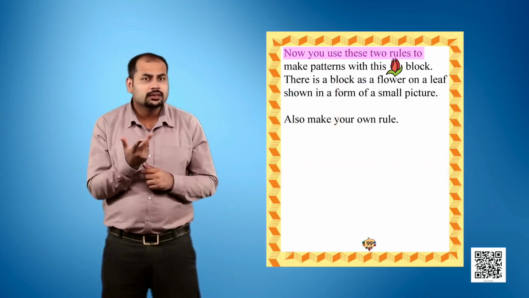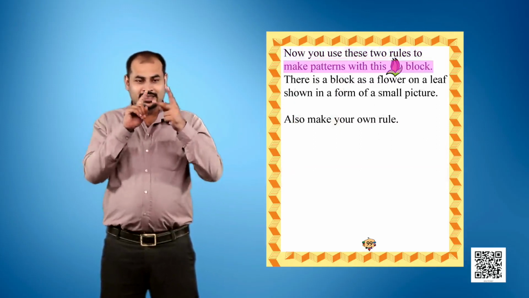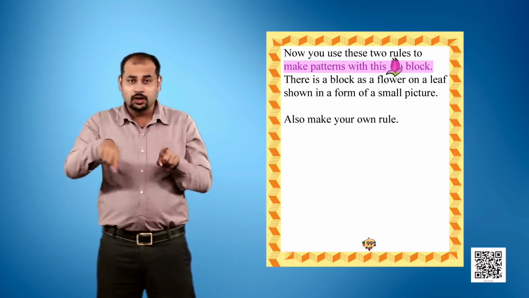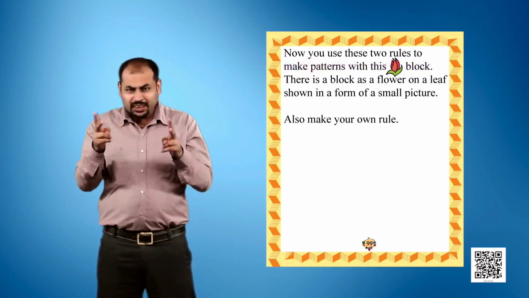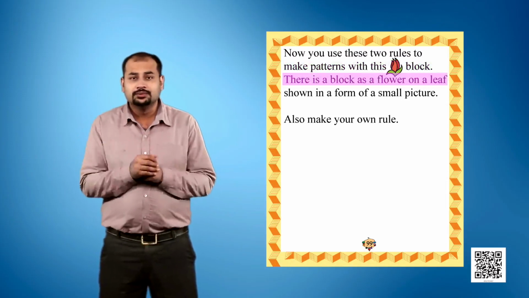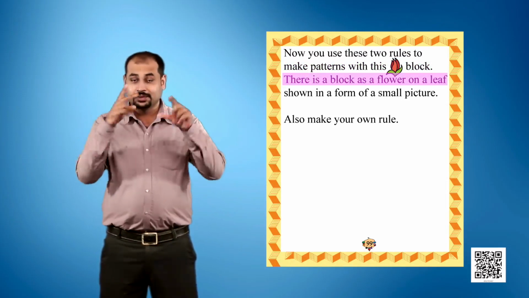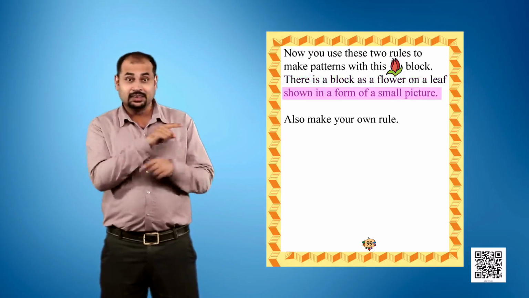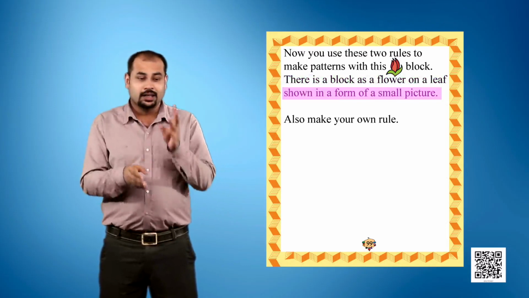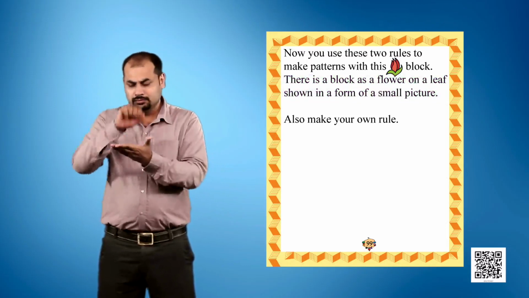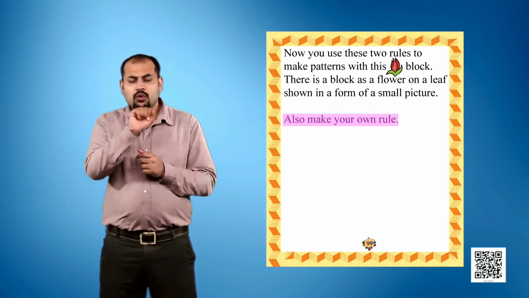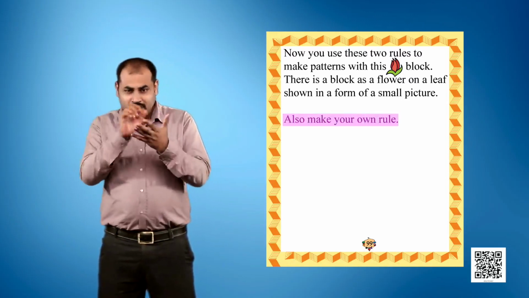Now you use these two rules to make patterns with this block. There is a block as a flower on leaves shown in the form of a small picture. Also make your own rule.